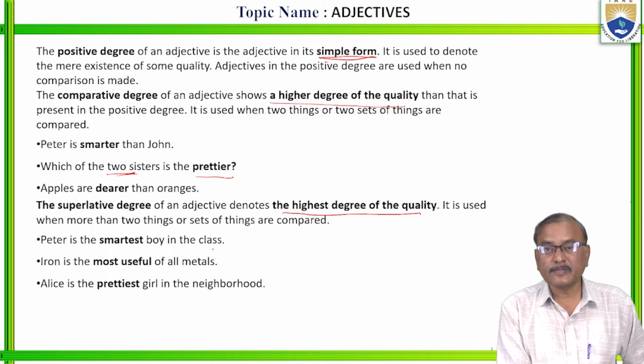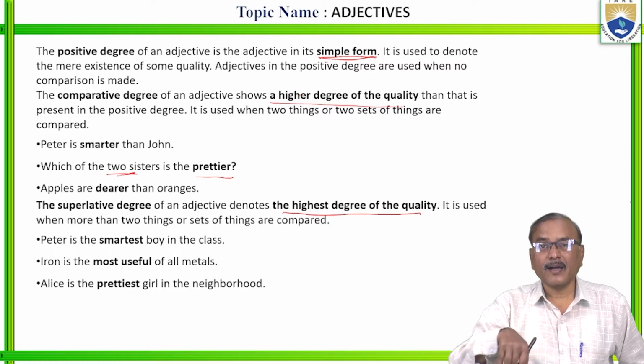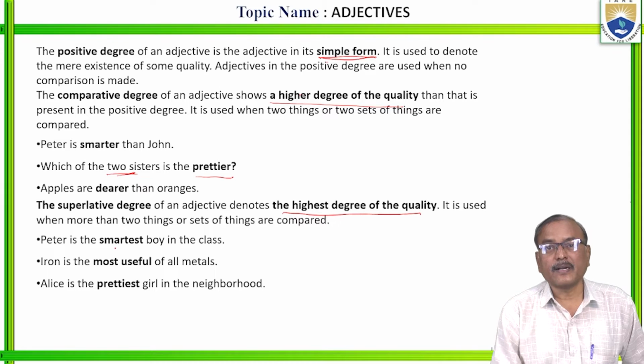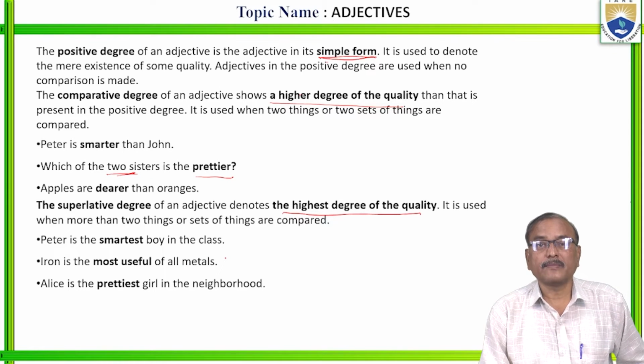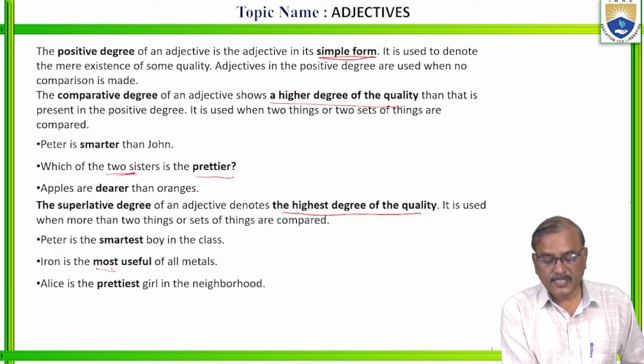Peter is the smartest boy in the class. It means the comparison is made among all students. When it is made among all students, Peter is the smartest. Iron is the most useful of all metals. Here, most is also superlative.